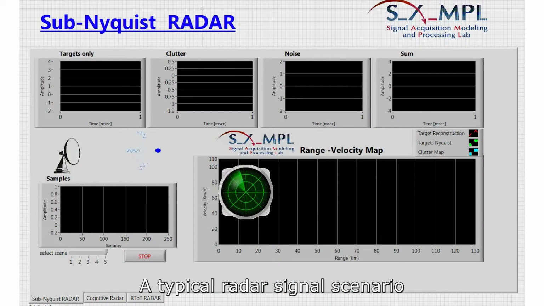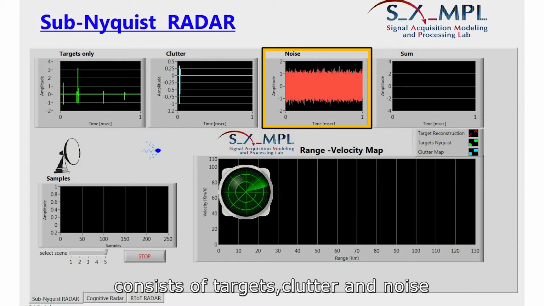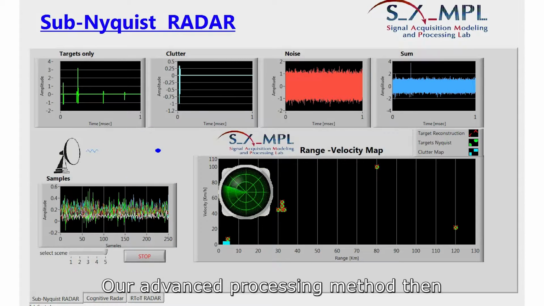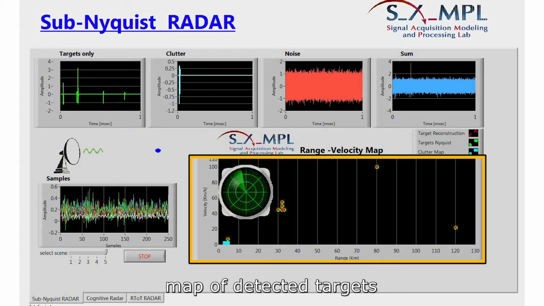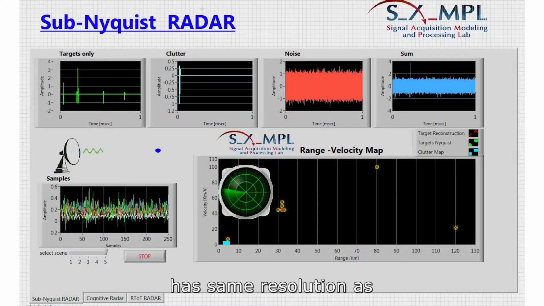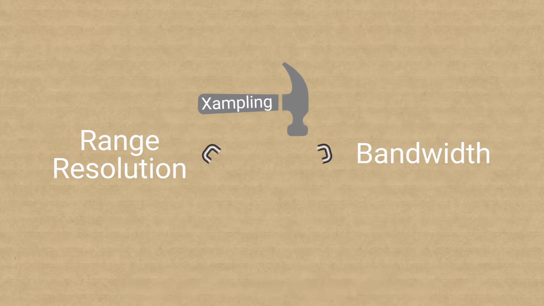A typical radar signal scenario consists of targets, clutter, and noise. The composite signal is then sampled at a low rate via Xampling. Our advanced processing method then recovers the delay-Doppler map of detected targets using only the low-rate samples. Our method is robust to the presence of noise and clutter. The reconstructed target scene has the same resolution as if it were sampled at a high rate, thereby breaking the link between bandwidth and range resolution.